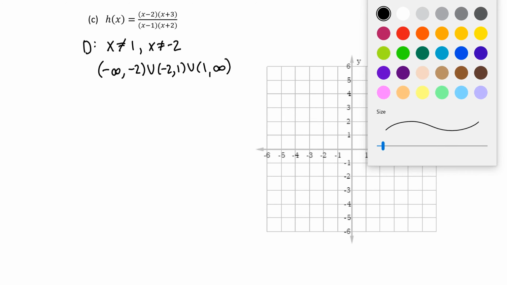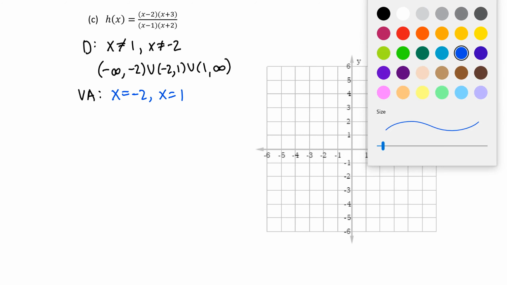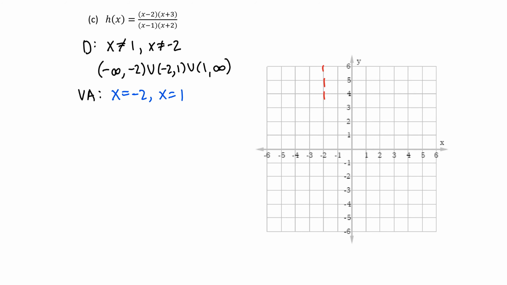Now, the vertical asymptotes will occur at the restricted values of the denominator. The equation of a vertical asymptote is x equal to a constant. So in this case, we get x equals -2 and x equals 1. So I'm going to sketch in my vertical asymptotes. X equals -2 and x equals 1. The next piece of information we will look for is the equation of our horizontal asymptote.